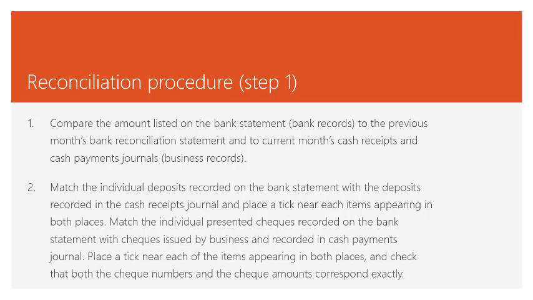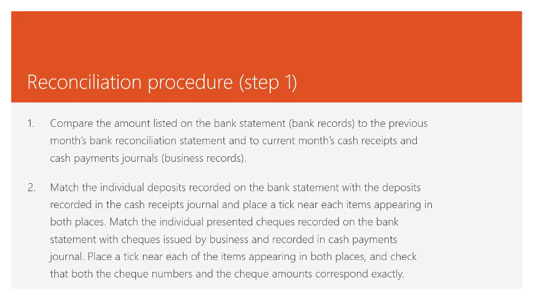So this will be the procedure in performing reconciliation. First thing is to compare the amounts listed in the bank statement to the previous month's bank reconciliation and the current month's cash receipts and cash payments. The reason why you want to check your previous bank reconciliation is that the previous unpresented checks and outstanding deposits may have been cleared or recorded by the bank for this current month. So previous month it's still an outstanding or unpresented check, but this month it's already cleared.